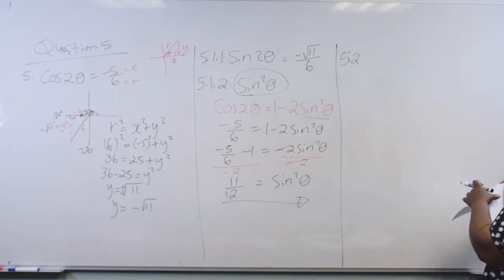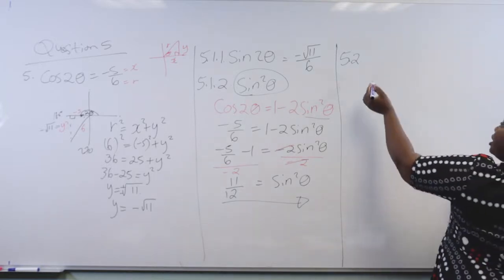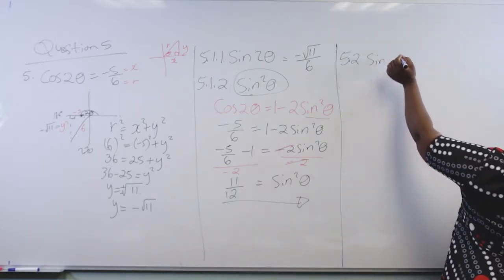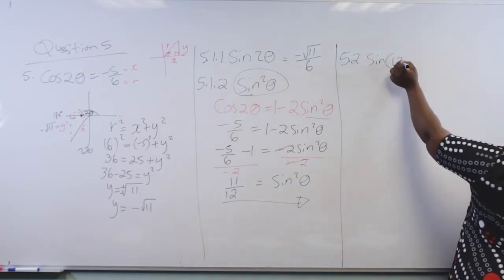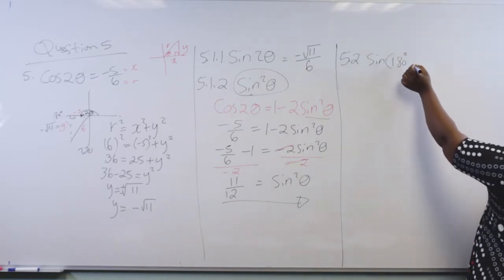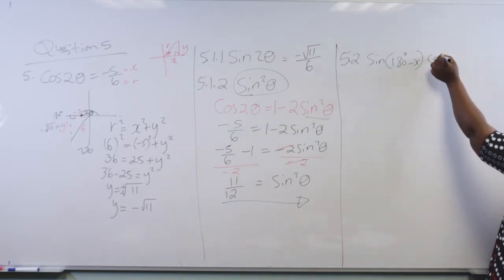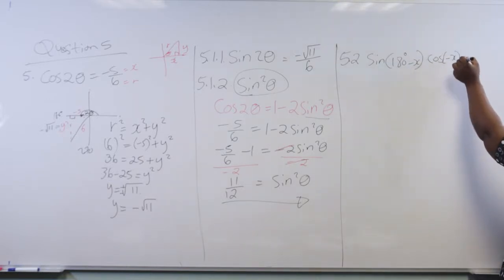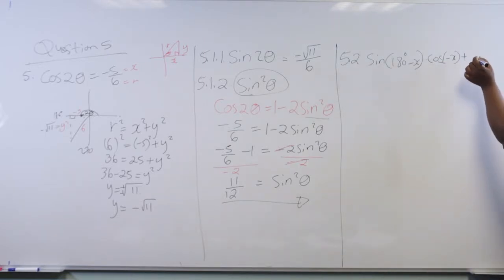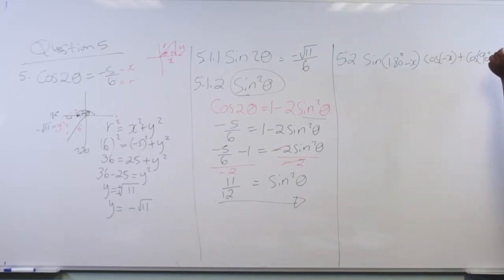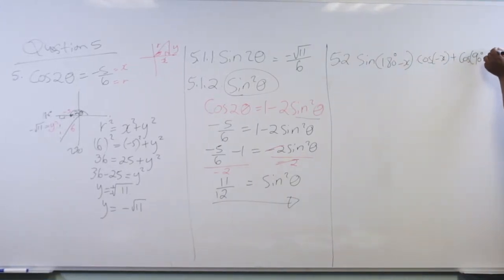Okay, let's write the question down. They said it is sine 180 minus x, multiplied by cos of negative x, and added to cos 90 plus x.